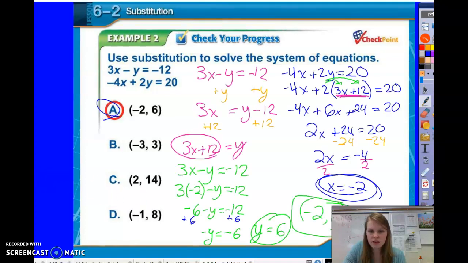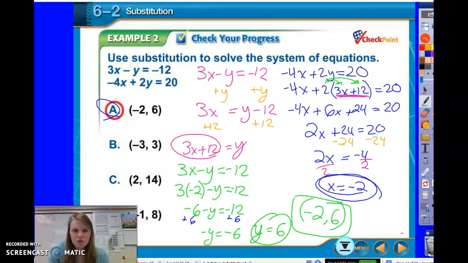So I got y on the side by itself. I chose this equation here. I decided to add y to both sides first, and then I had to add 12 to get rid of the 12. Now I've got a definition for y. Do you see how I have y equals this stuff? Now that I have a definition for y, plug this definition in for the other equation.